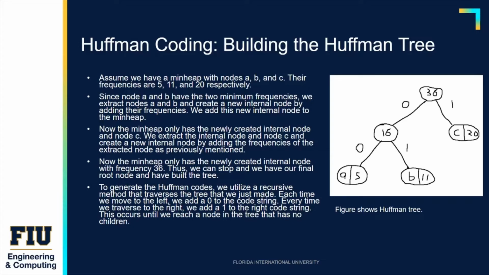And now the main heap only has the newly created internal node with frequency 36, so 16 plus 20, 36, and thus we can stop and we have our final root node and have built the tree.